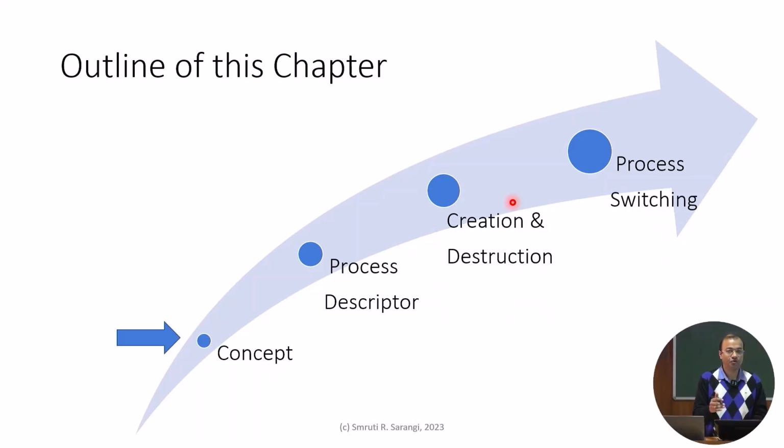So we'll again have 4 sub parts of this chapter. We'll have the concept, then we will talk about the process descriptor, which is essentially the way that Linux stores all the information about a running process. So we will see that data structure design plays a very crucial role in OS design. It's not that much about algorithms as one would think. It's more about how information is represented.